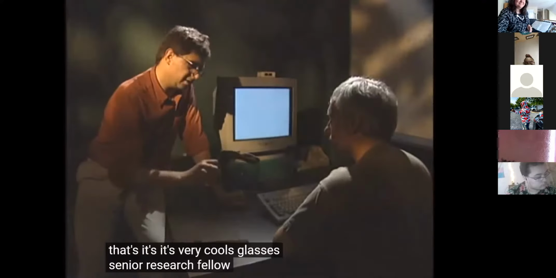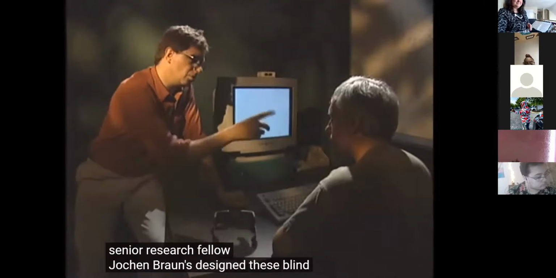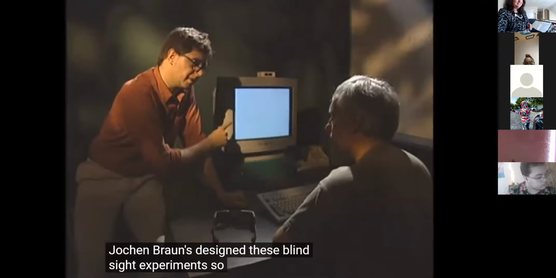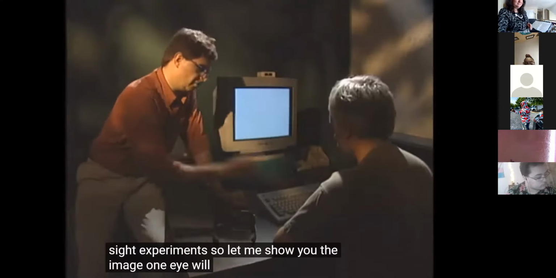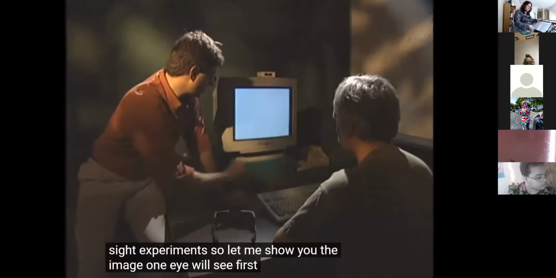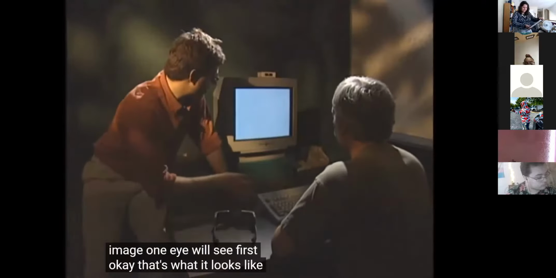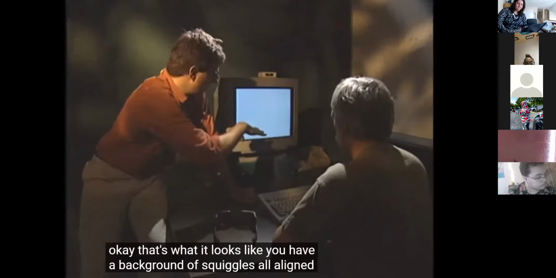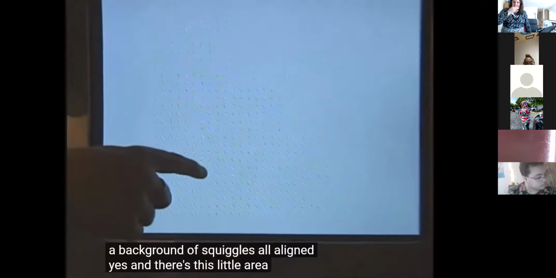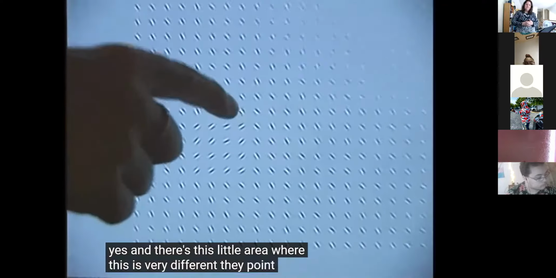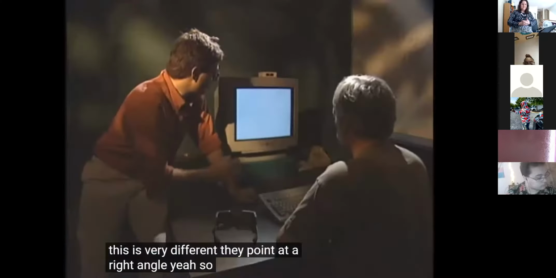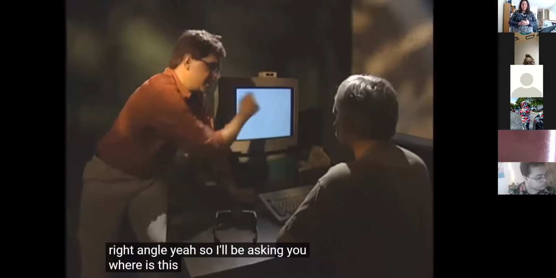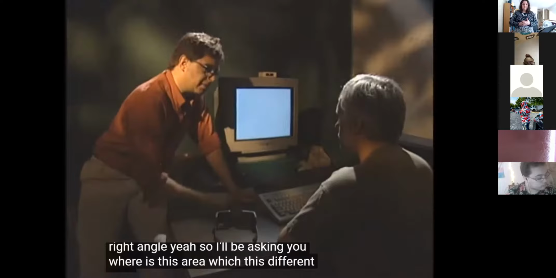Senior research fellow Jochen Braun designed these blindsight experiments. So let me show you the image I will see first. Okay, that's what it looks like. You have a background of squiggles all aligned. Yes. And there's this little area where the squiggles point at a right angle. So I'll be asking you, where is this different area?